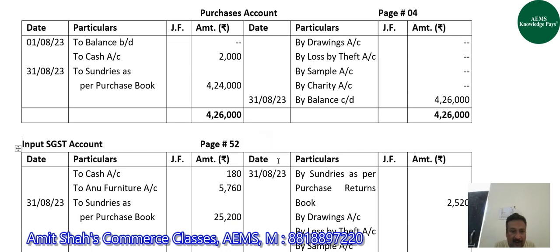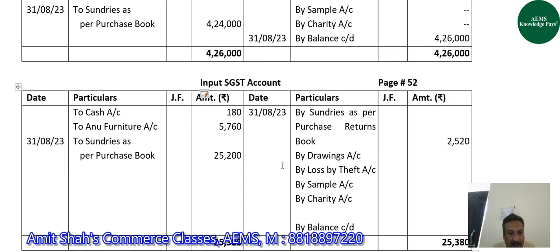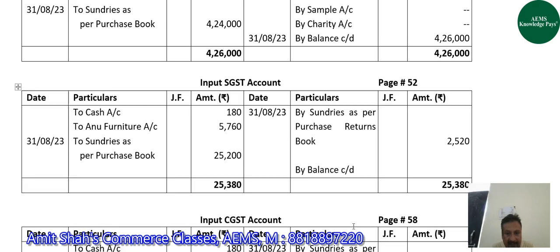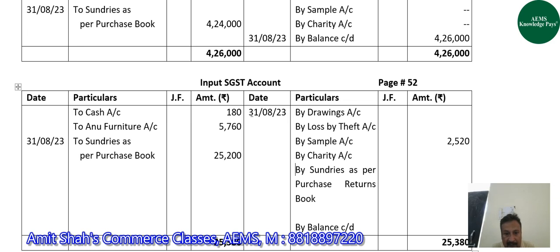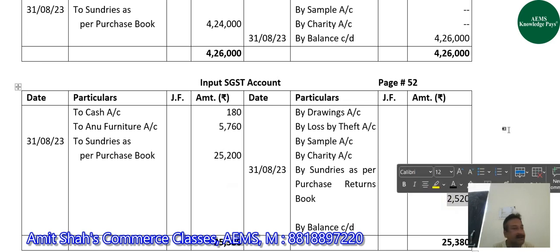Now, input SGST account would also be closed. Here also we may have these items, guys: by drawings, by loss, sample, charity, and some others. Input SGST account has this debit coming from the purchase book and this credit coming from the purchase return book, guys. I hope you all understand this, right?